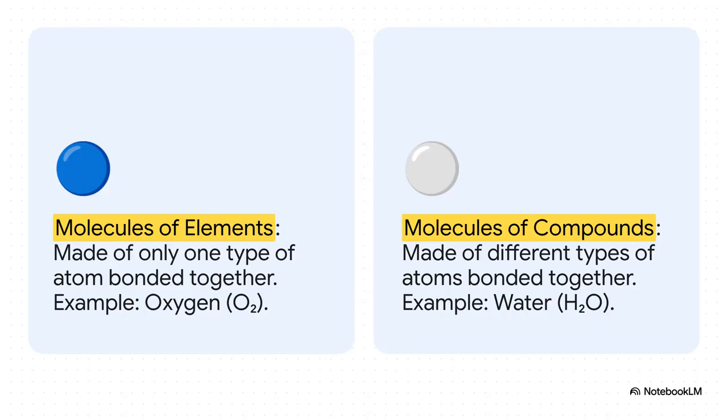And really, you can boil it down to two main types of molecules. First, you have molecules of elements. This is when you have atoms of the same kind teaming up. A great example is the oxygen we breathe, O2. It's just two oxygen atoms stuck together. Then you have molecules of compounds, like water, H2O. That's when you have different types of atoms forming a team. In this case, two hydrogen and one oxygen.